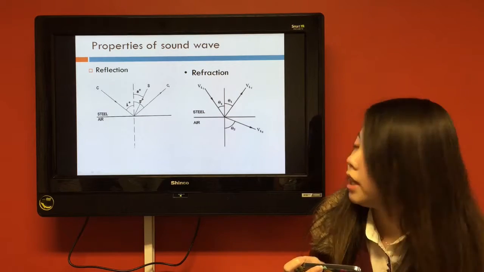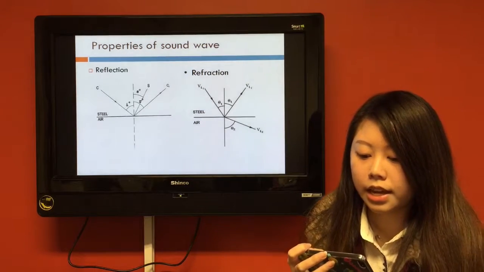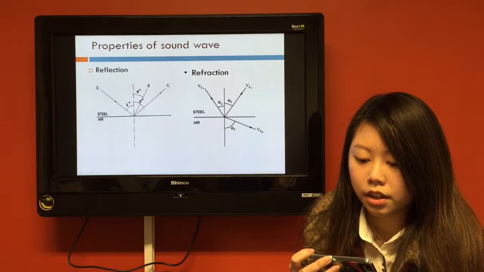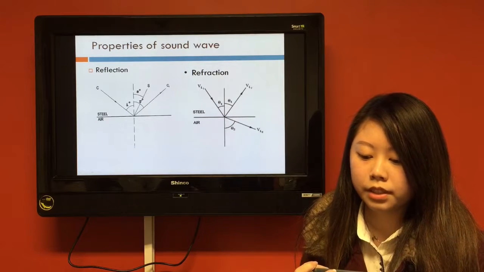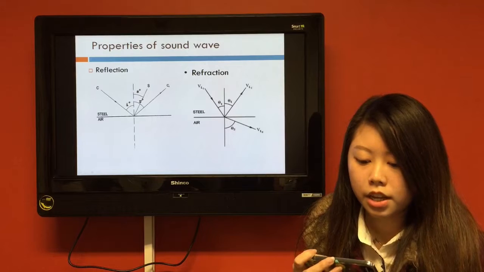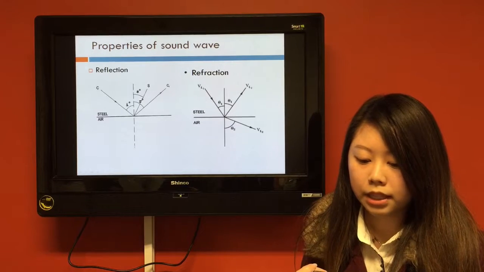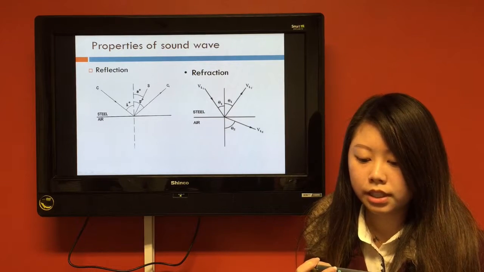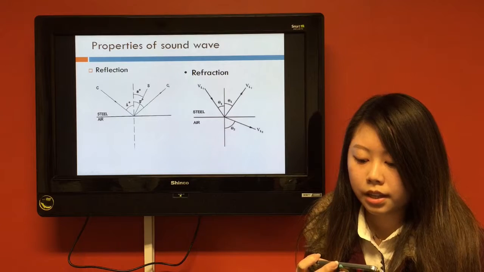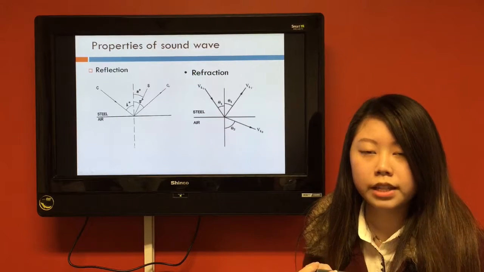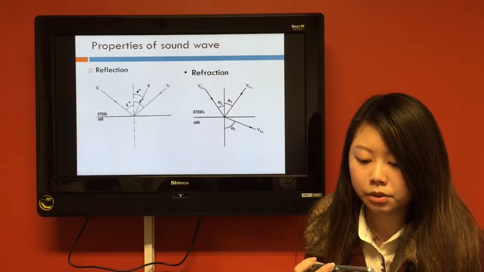For refraction, on the right hand side, the steel and air have different indices of refraction. Therefore, when ultrasound passes through an interface between steel and air at an oblique angle, both reflected and refracted waves are produced.